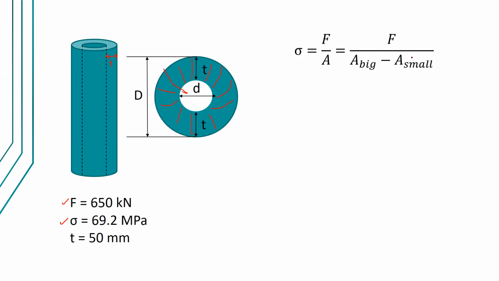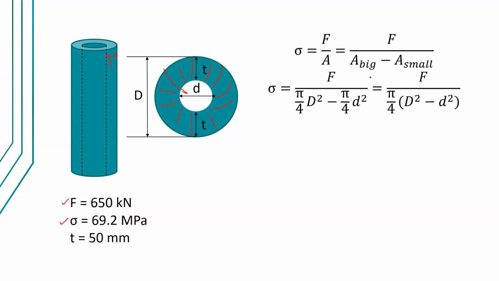Okay? So A big minus A small. Now, let's apply that formula. So F over the area of a circle, which is pi over 4 d squared. Okay, so this is for the large circle, this is for the small circle. Simplifying that, it will become F over pi over 4 times (D squared minus small letter d squared).